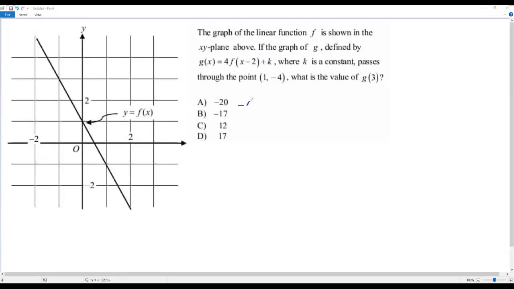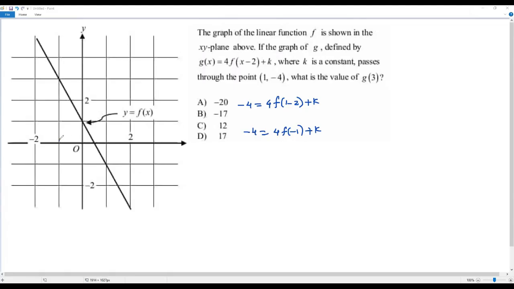Okay, let me do it. Then we get -4 equals 4 times f of (1 - 2) plus k. -4 equals 4 times f of (1 - 2), which is -1, plus k. Here we need the value of f of -1, and here we have the graph for the function f of x. Actually, this f of -1 is the value of y when x equals -1. So in the graph of y equals f of x, we have to get the value of y when x equals -1.